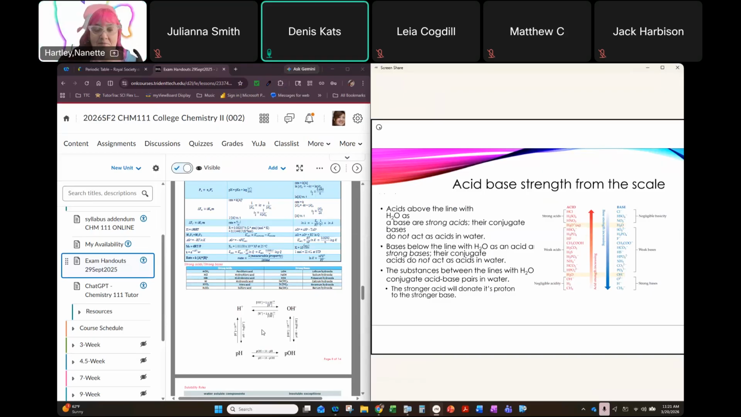Yes. So you may get thrown one of these and asked to pick which is a stronger acid, which is a stronger base, that kind of thing. We won't ask you to compare across the table unless we're talking about this acid right here and its conjugate. We won't ask about an acid and some other conjugate. That's not a kosher question at this point. Okay?